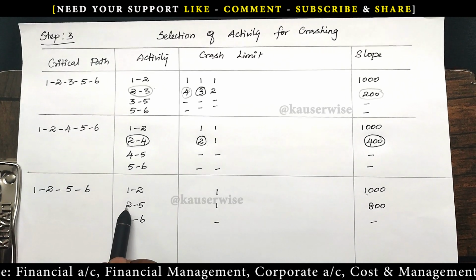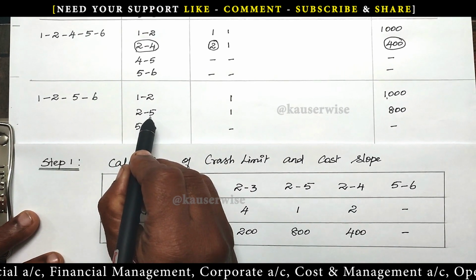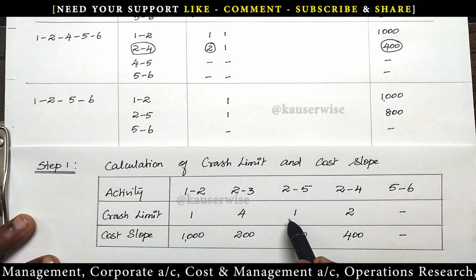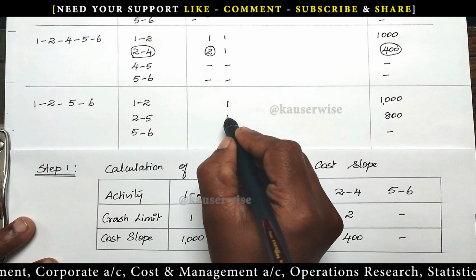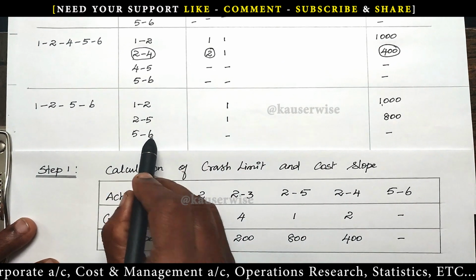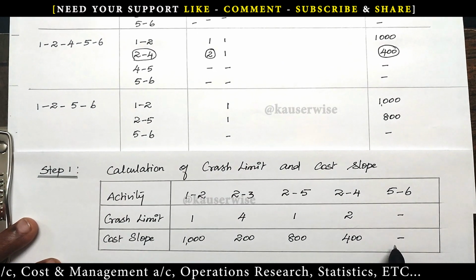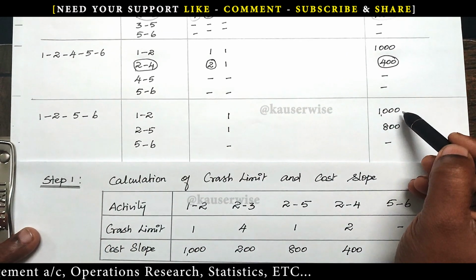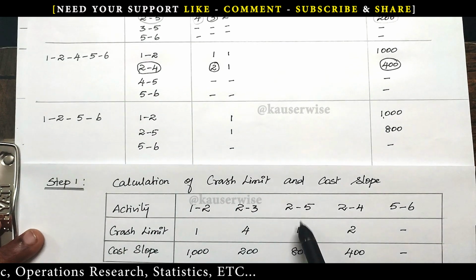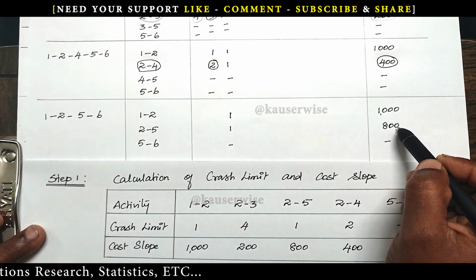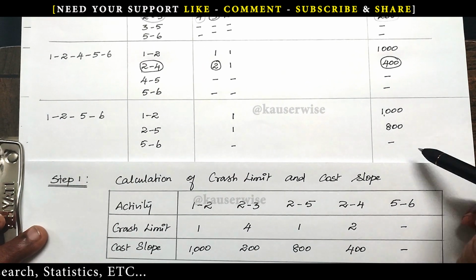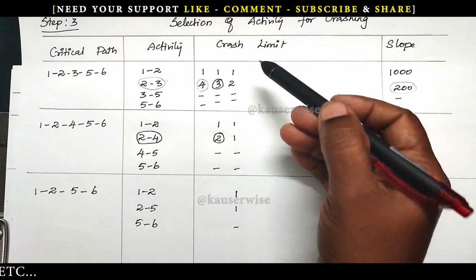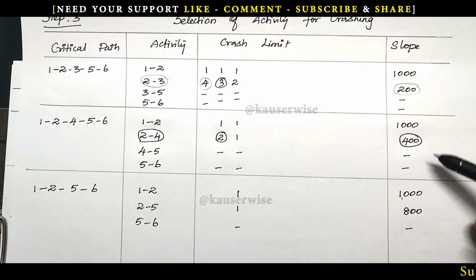And then next one, 2 to 5. For 2 to 5, just refer to the first step table. So 2 to 5, the crash limit is 1 day. So write 1. For 5, 6, nil. As well as the cost slope value, you also have to record. For 1, 2, same value, 1000. For 2 to 5, 800. So enter 800 here. For 5 to 6, nil. So now we have three critical paths, crash limit and cost slope.